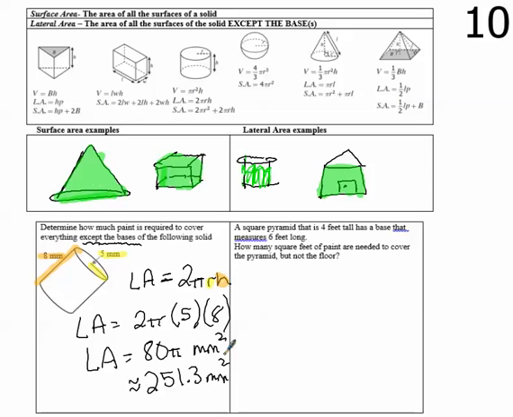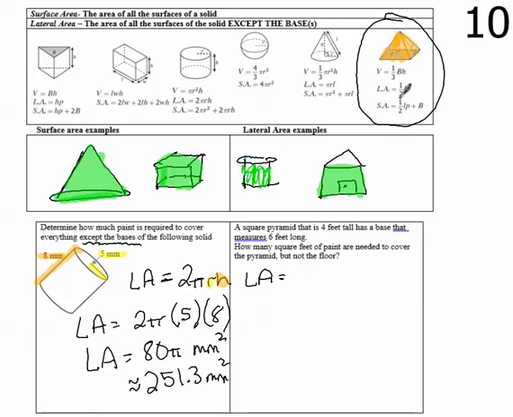All right, next one. A square pyramid that is 4 feet tall and has a base that measures 6 feet long. How many square feet are needed to cover the pyramid, but not the floor? Here is our pyramid up here in the formula sheet. Again, I'm covering everything except the floor. So paint the sides, paint the back, paint the other side, but not the floor. This one doesn't have a top, so it's not the bottom, so it is lateral area.